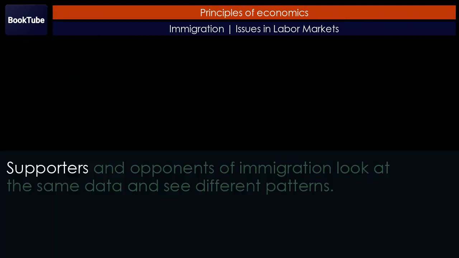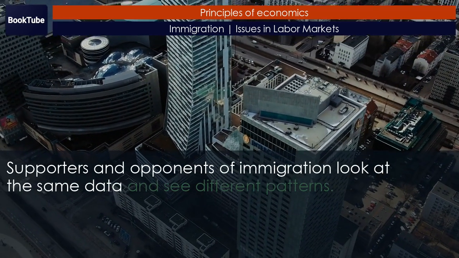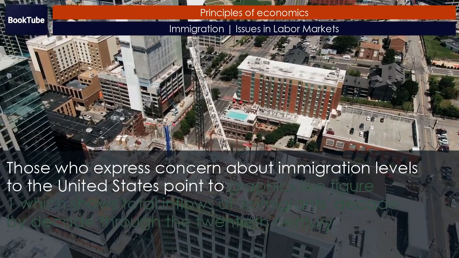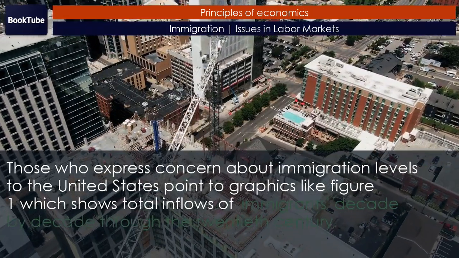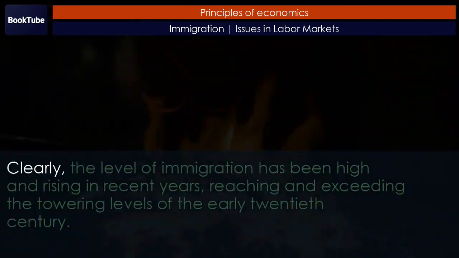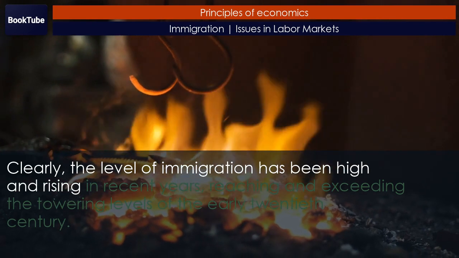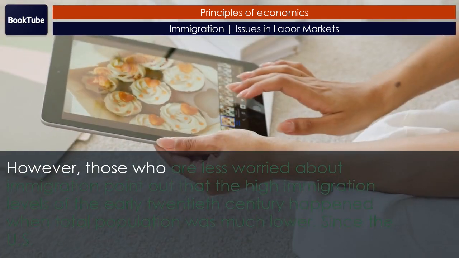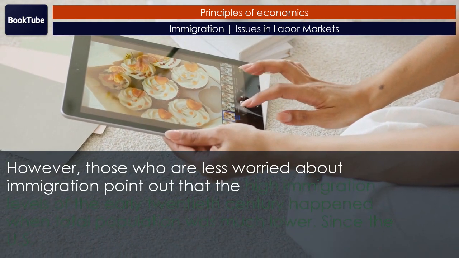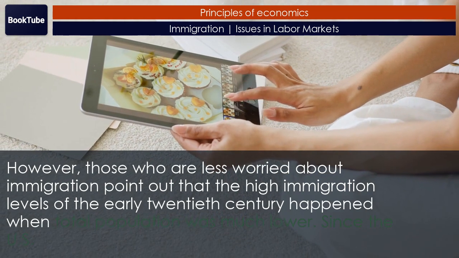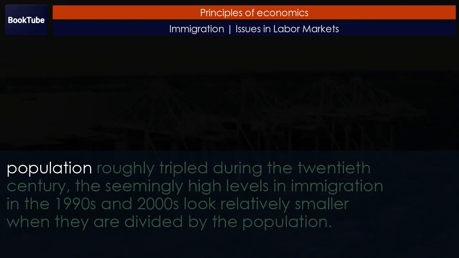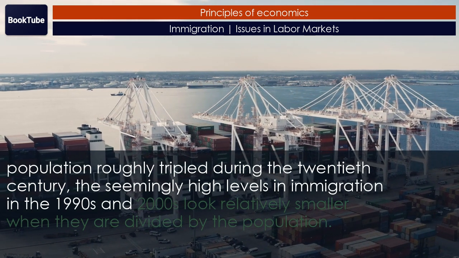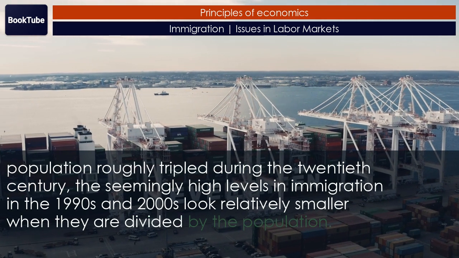Historical patterns of immigration. Supporters and opponents of immigration look at the same data and see different patterns. Those who express concern about immigration levels to the United States point to graphics like Figure 1, which shows total inflows of immigrants decade by decade through the 20th century. Clearly, the level of immigration has been high and rising in recent years, reaching and exceeding the towering levels of the early 20th century. However, those who are less worried about immigration point out that the high immigration levels of the early 20th century happened when total population was much lower. Since the U.S. population roughly tripled during the 20th century, the seemingly high levels of immigration in the 1990s and 2000s look relatively smaller when they are divided by the population.